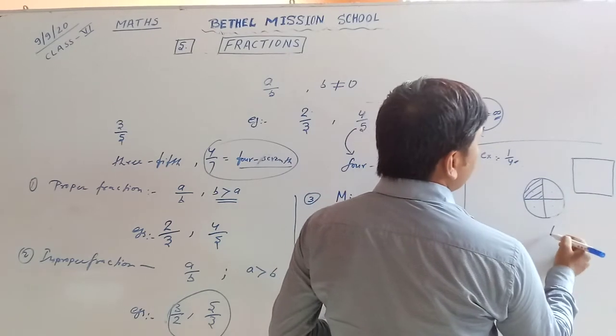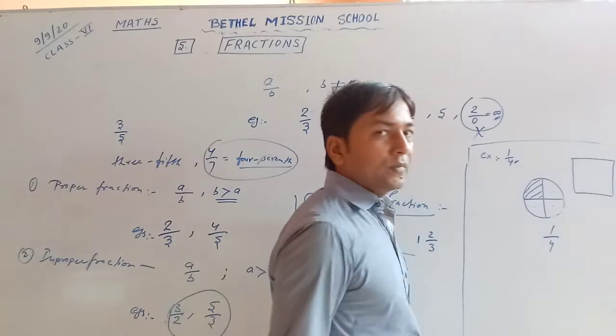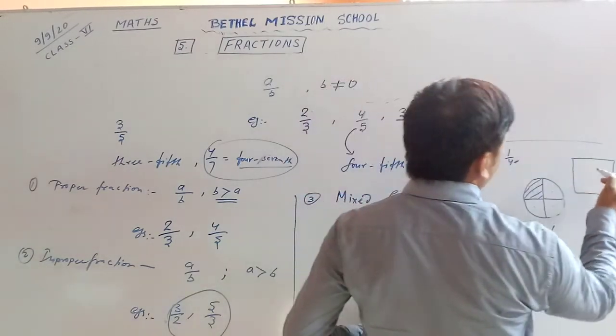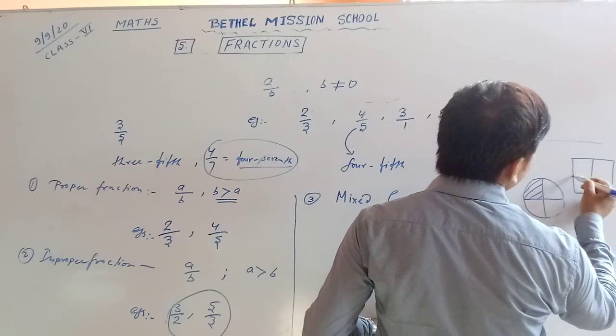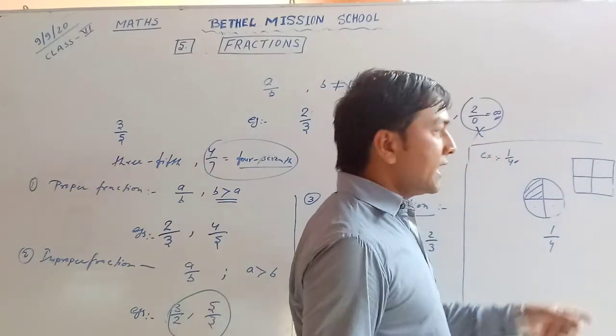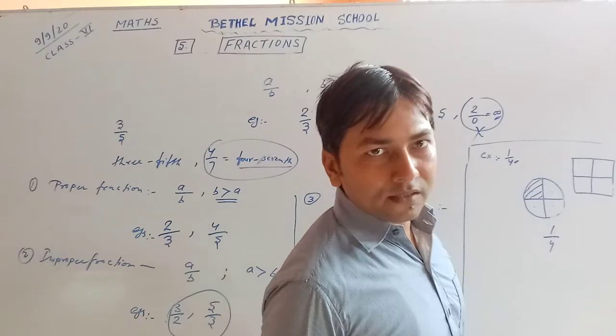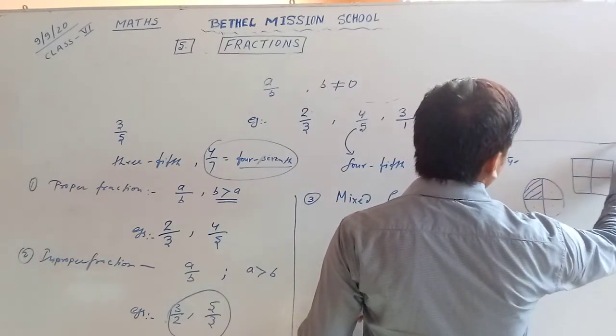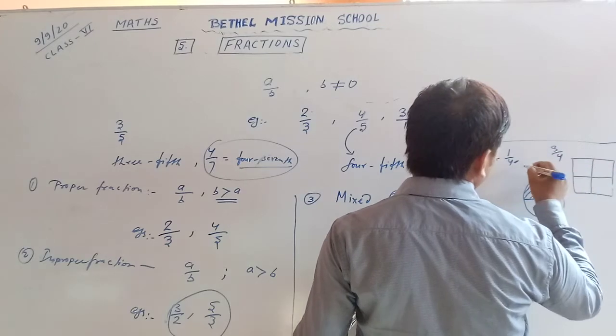This is 1 upon 4. In a square, if you want to show 1 upon 4, divide it into 4 equal parts and shade 1 part. Suppose that we have to show 3 upon 4.